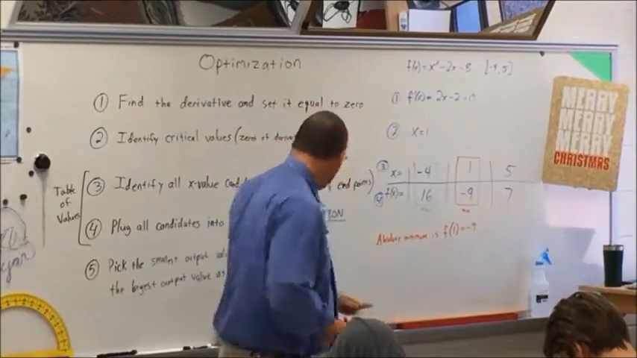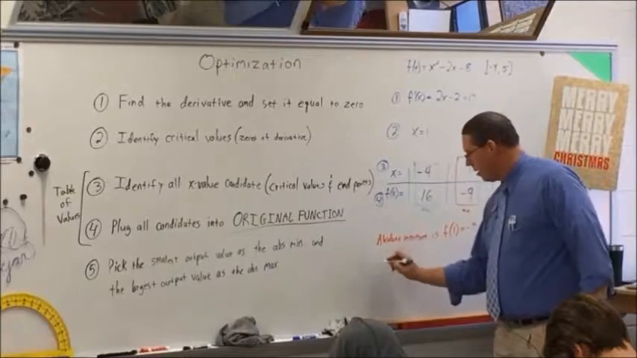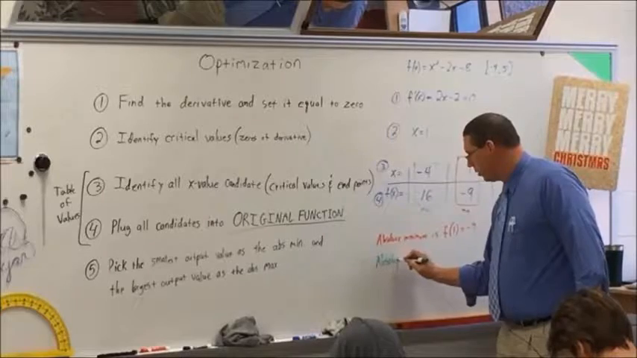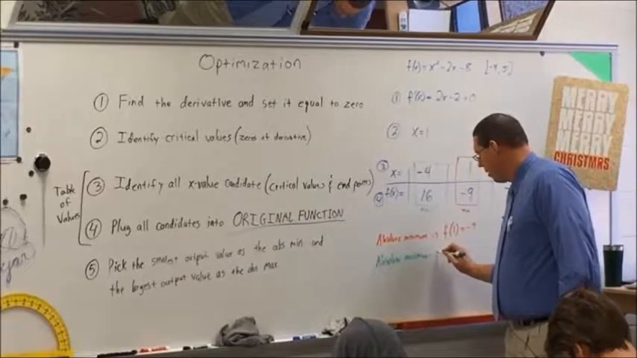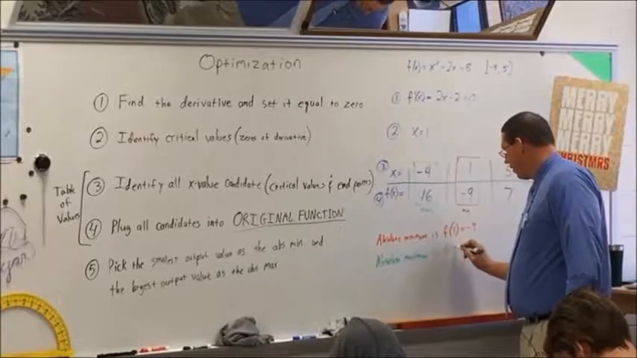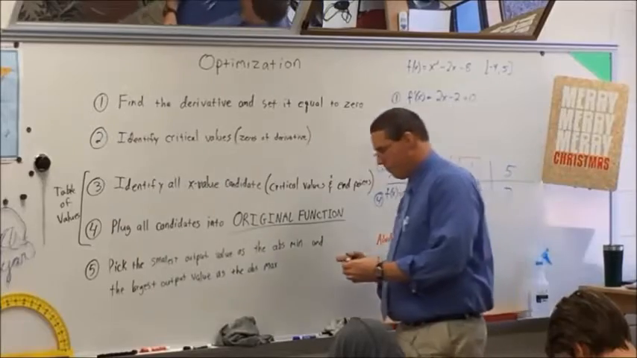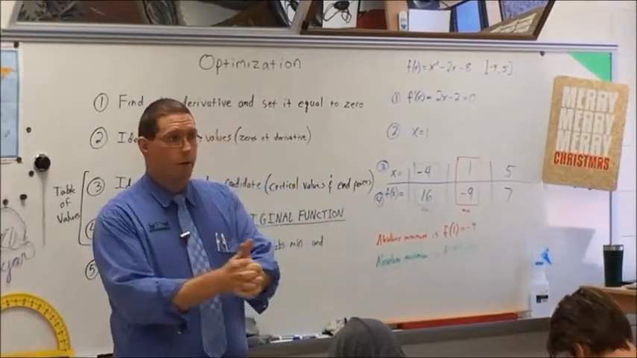Okay, all right, and then I'm going to write. Any guesses on what I'm going to write for the maximum? Absolute maximum is f of -4 equals 16, and we're done. We're good?